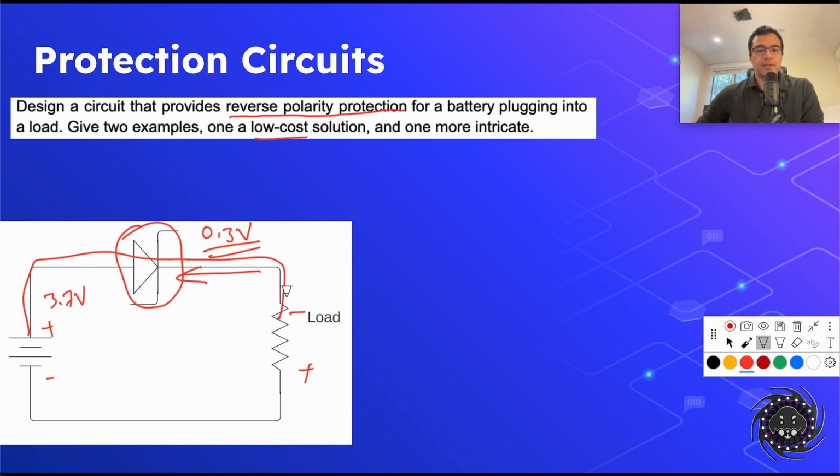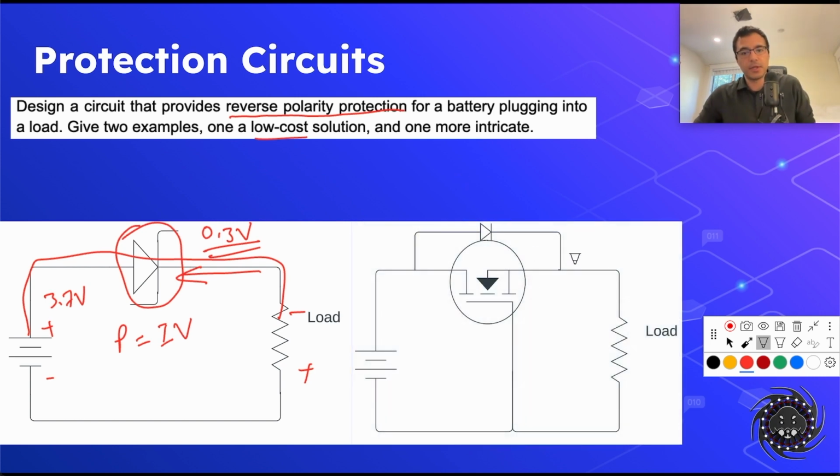So it's not really great because you don't see the appropriate voltage at the load, and you also burn through thermal power and reduce your efficiency by the formula P equals IV. So you'll burn 0.3 volts times whatever current you're putting through this diode in terms of heat, and that will reduce your efficiency. But for low-cost solutions, this is pretty good. But if we want a more intricate solution, let's take a look at the next example.